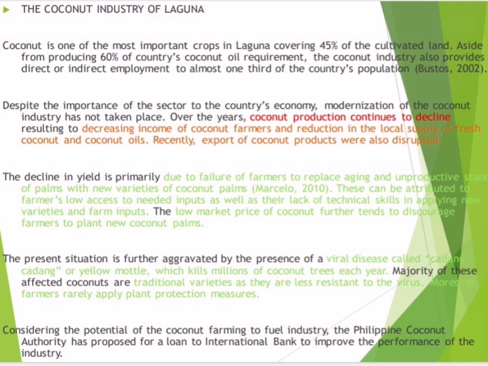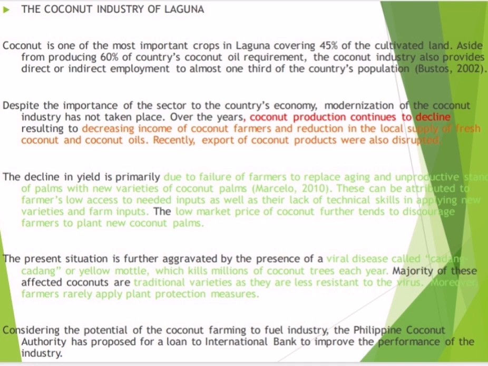And another cause why the coconut production is declining is that the low market price of coconut tends to discourage farmers from planting new coconut palms. The decreasing price of coconut is discouraging on the part of the farmers, because we know that coconut farming is a difficult task to do, and yet the price of coconut is so low. So, as we move on to the fourth paragraph, let's read.